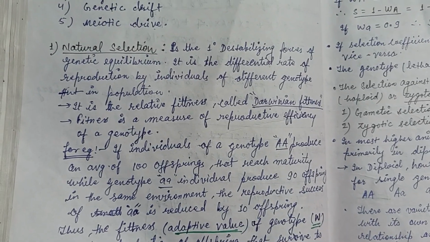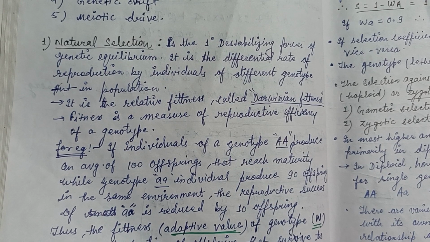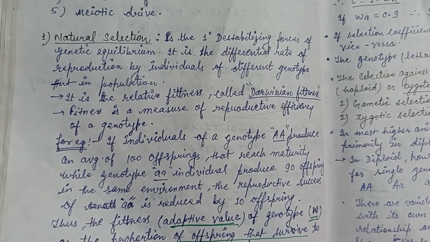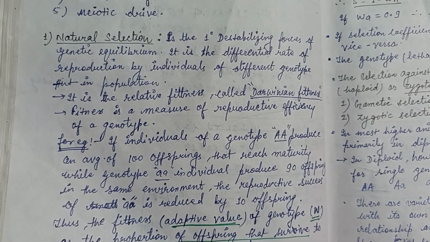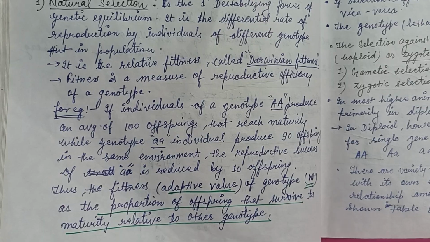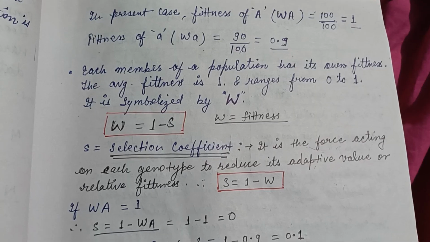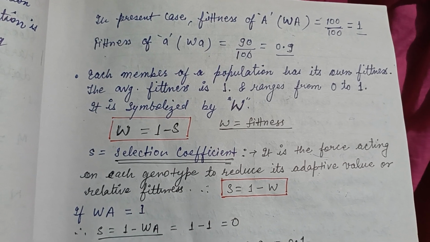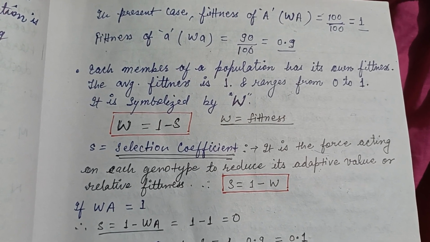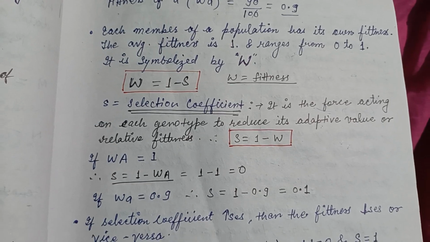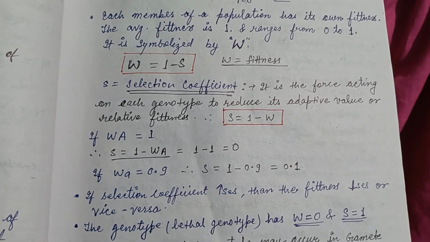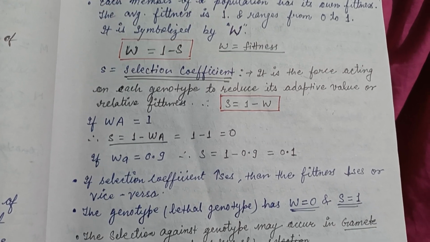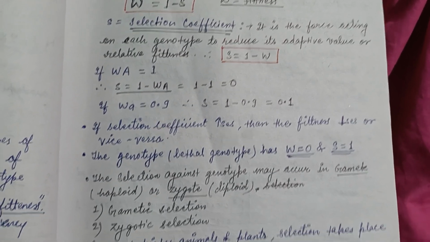It is the differential rate of reproduction by individuals of different genotypes present in the population. It basically depends upon the Darwinian fitness, which is equal to the amount of offspring produced. Each member of a population has its own fitness. The average fitness is 1 and ranges from 0 to 1. Selection coefficient is another term, which is the force acting on each genotype to reduce its adaptive value or relative fitness, equal to 1 minus Darwinian fitness.